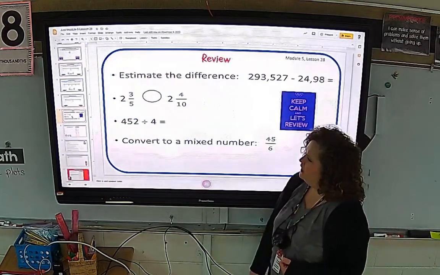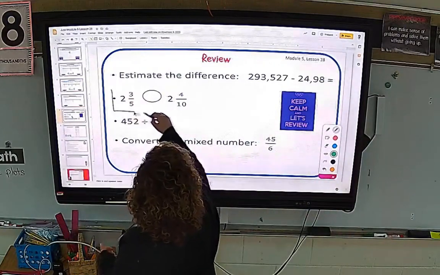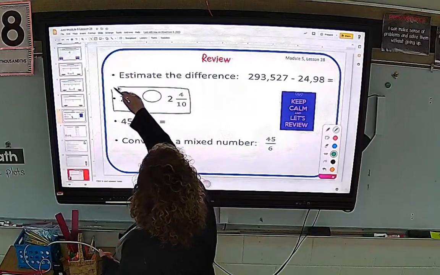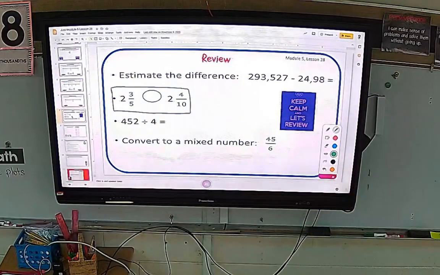Okay. All right. I want you to take a second and I want you to compare these two. We could say fractions, but we're going to be more specific. Compare those two mixed numbers.